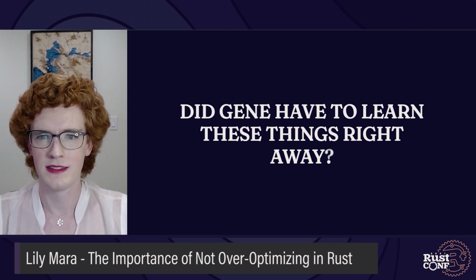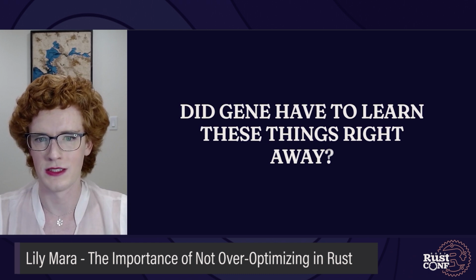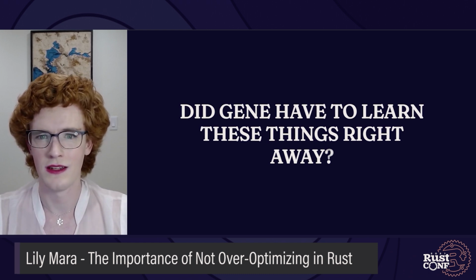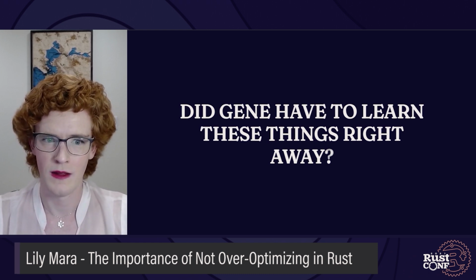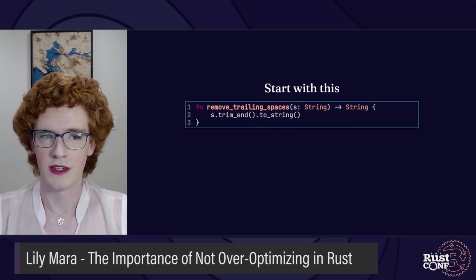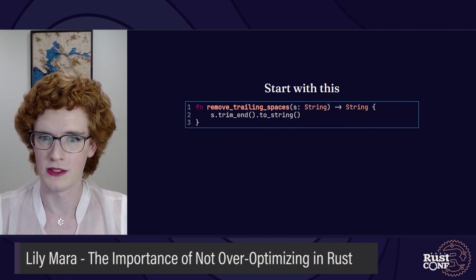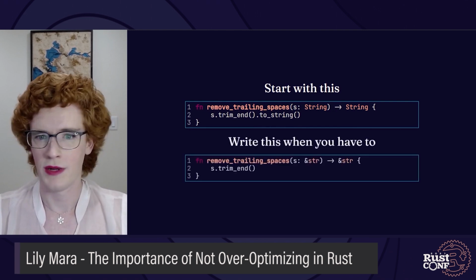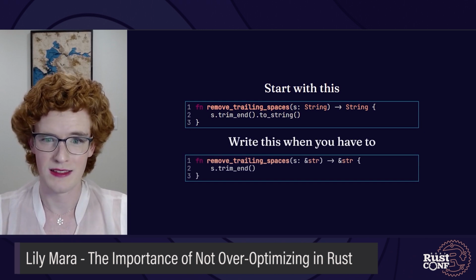I'd like to propose instead that we encourage new Rust developers to write more easy Rust, or you might even say bad Rust. We should be encouraging people to write functions like this. This function uses two owned strings when it could very easily take in two borrowed strings. These borrows can be added on when it's really necessary.